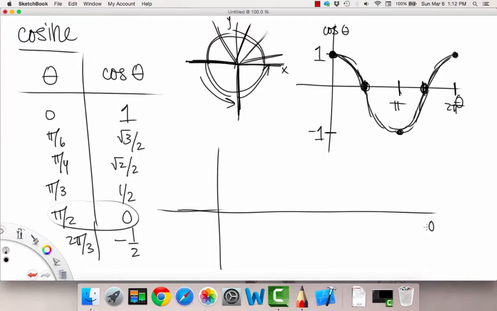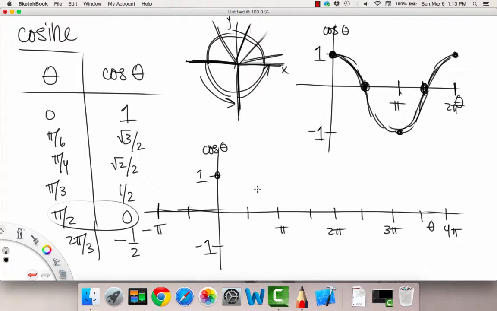And then actually, let me extend it out here and let's see some more of this graph. So let's say this is theta, this is our cosine theta. Let's say this is positive 1, here's negative 1. Let's say, okay, so this is pi, 2 pi, 3 pi, and 4 pi. And let me go in the other direction too, just for good measure there. Okay, so that's negative pi.